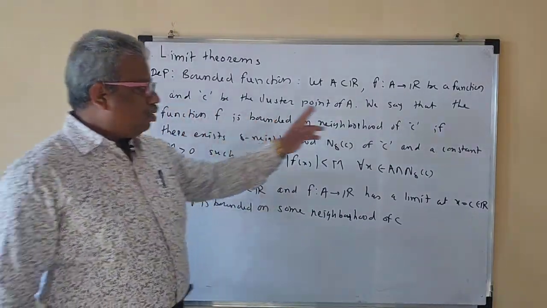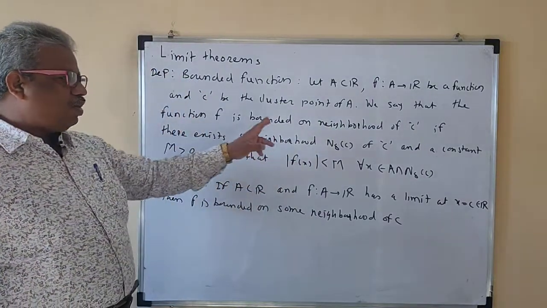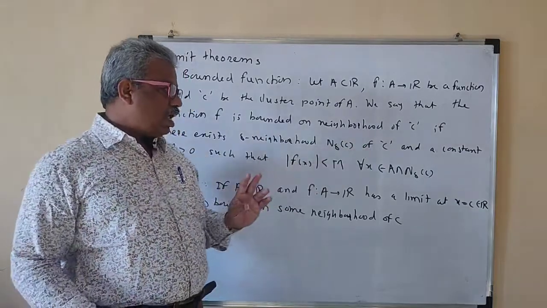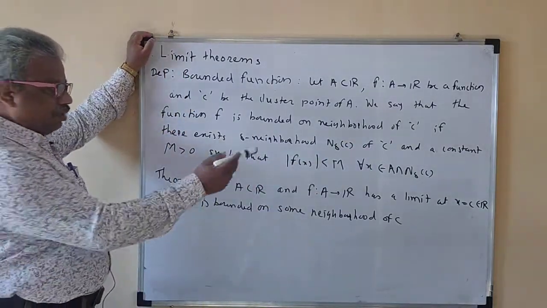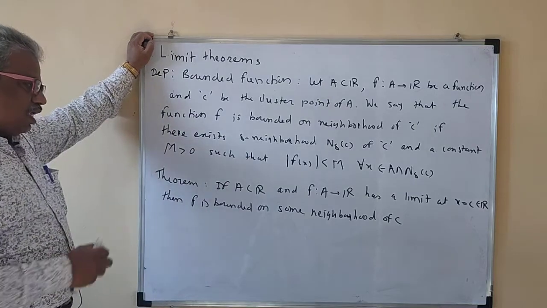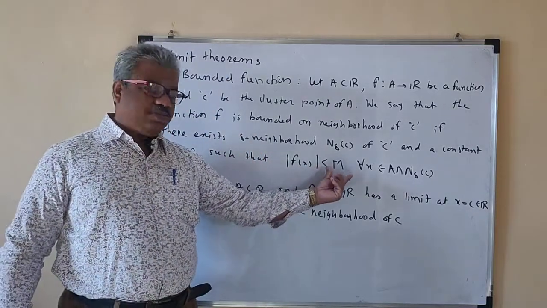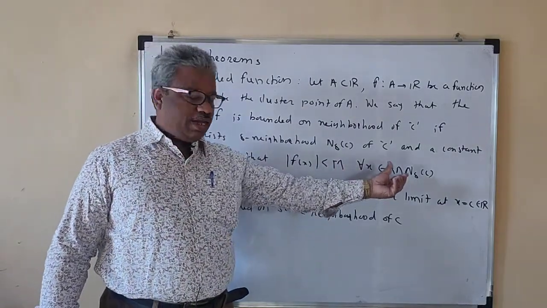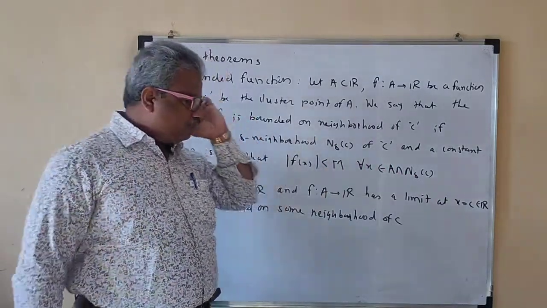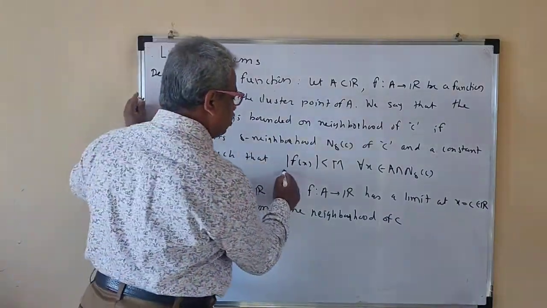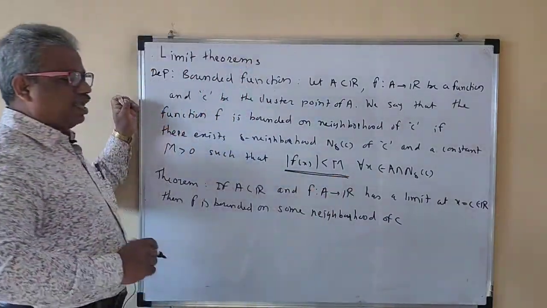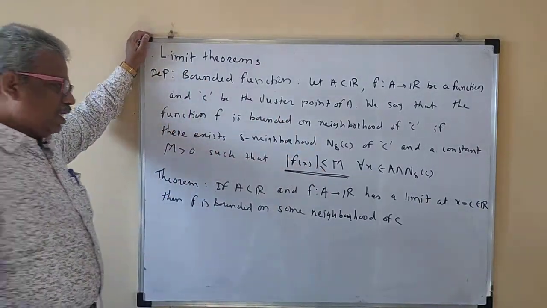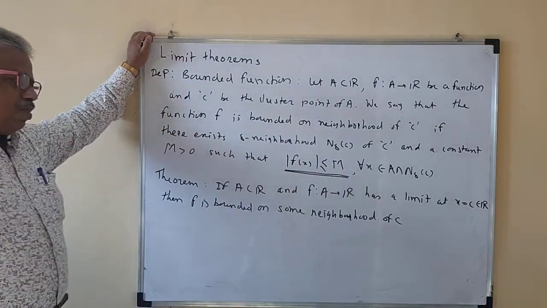We say that the function f is bounded on the neighborhood of C if there exists a delta neighborhood of C and M greater than 0 such that mod of f of x is less than M. That means all the function values are less than this number for all x belonging to A intersection the delta neighborhood of C. This is the main definition. You may say less than or equal to M, it doesn't matter. This is called a bounded function.